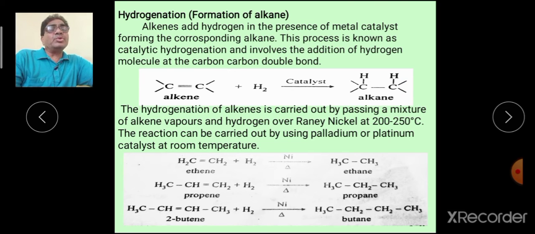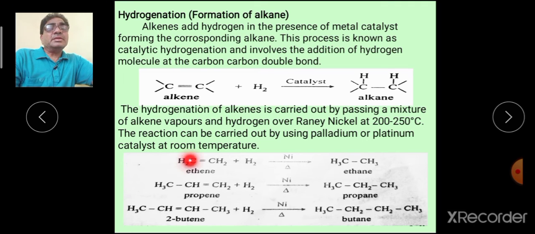The hydrogenation of alkene is carried out by passing a mixture of alkene vapors and hydrogen over a Raney-Nickel catalyst at 200 to 250 degrees centigrade. The reaction can be carried out by using palladium or platinum catalyst at low, that is room temperature. Okay, and when Raney-Nickel is used, the higher temperature is required.